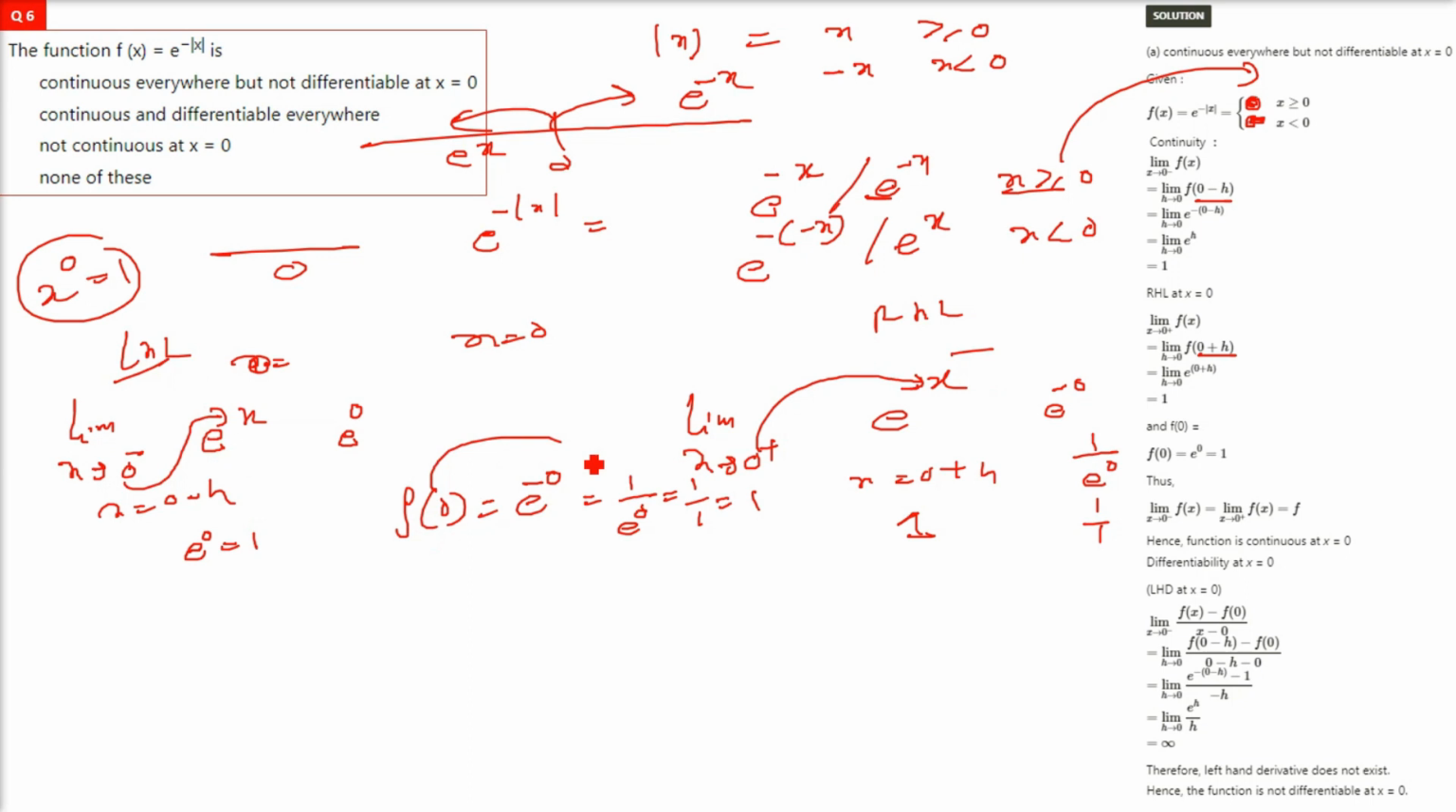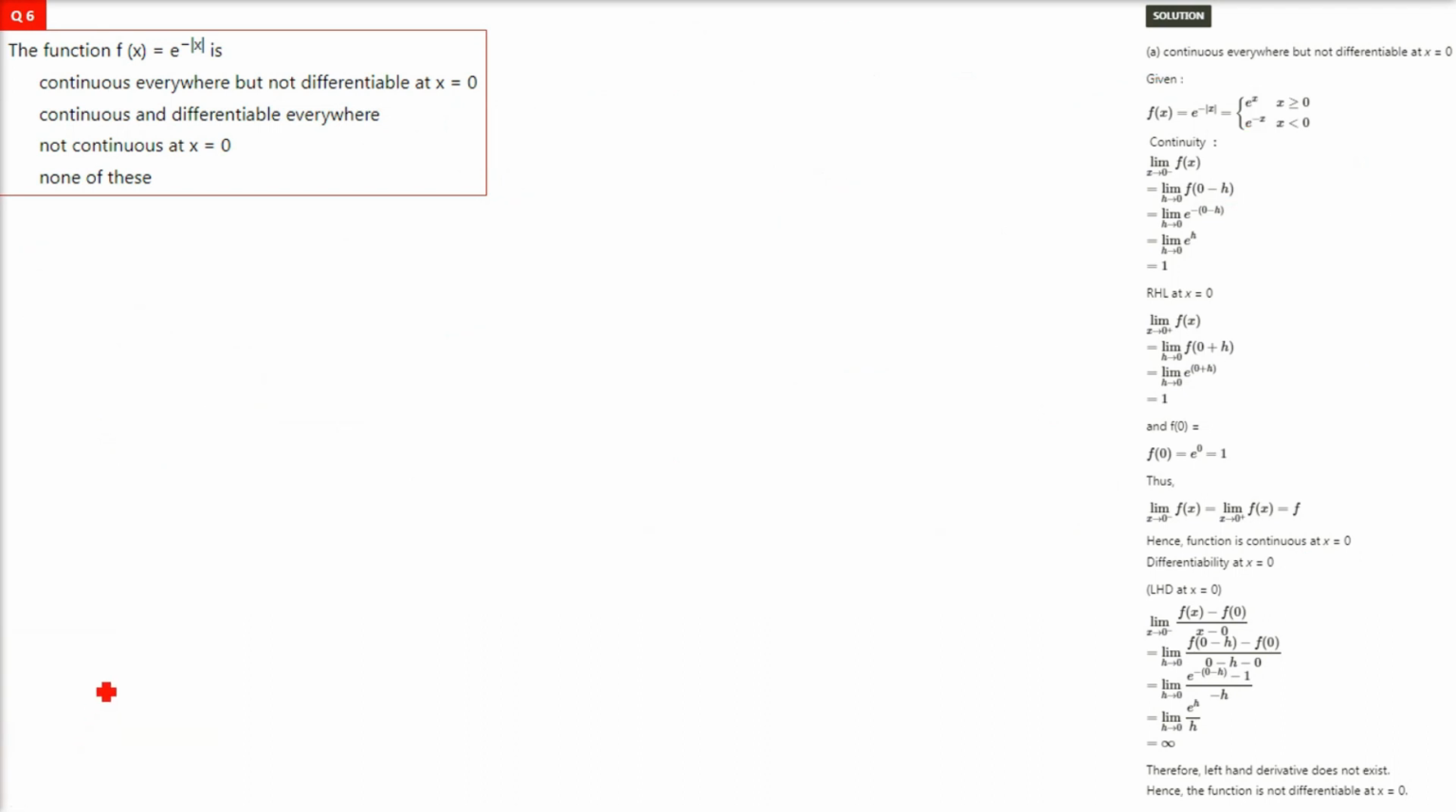I hope you got the idea. The left hand limit, the right hand limit, and the value of the function at 0, all these three are the same. So the function is continuous at x equals 0. That has been established right now. We are going to check for the differentiability.